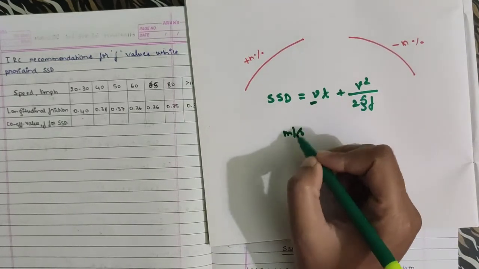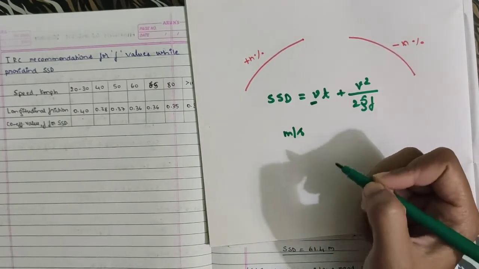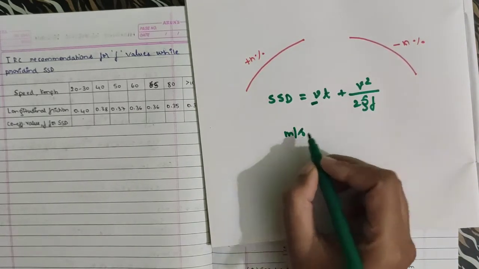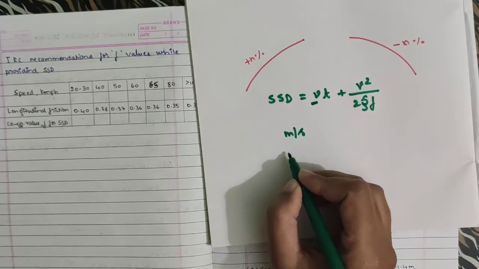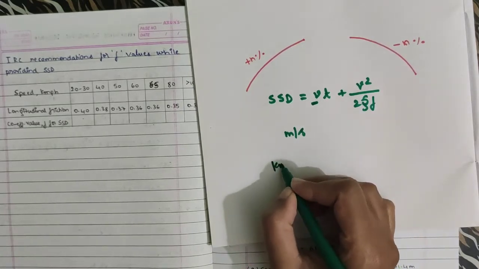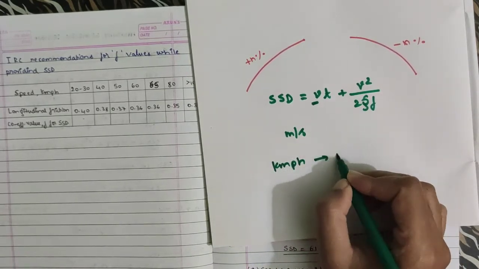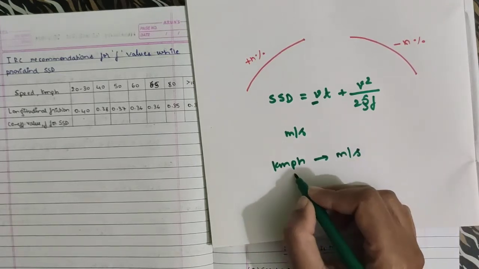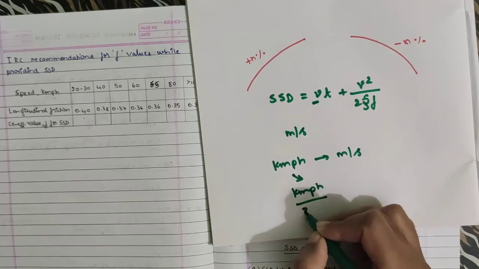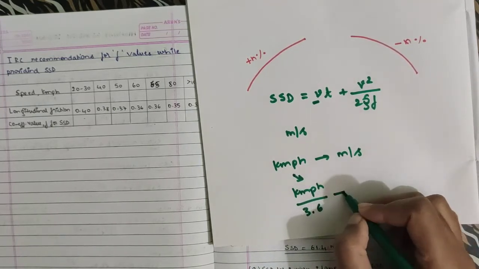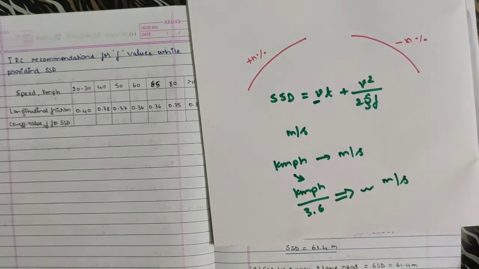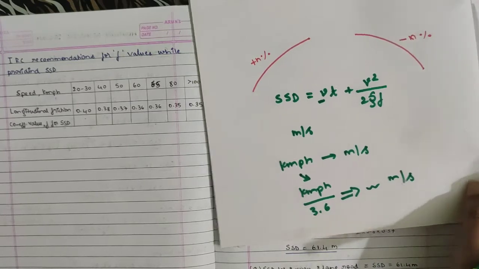In this equation V is in meter per second, but during the examination, or whenever they ask you a question to solve, V will always be given in kmph. So to convert this kmph value to meter per second, you have to divide the given value in kmph by 3.6. Then the result will be in meter per second. Hope this is clear to everyone.